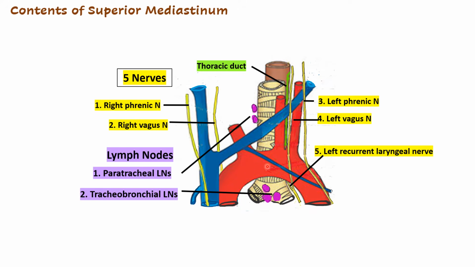Then we have some lymph nodes. So lymph nodes around the trachea, paratracheal, pretracheal can be also there, and tracheobronchial lymph nodes, which will be present at the bifurcation of trachea into two main bronchi.